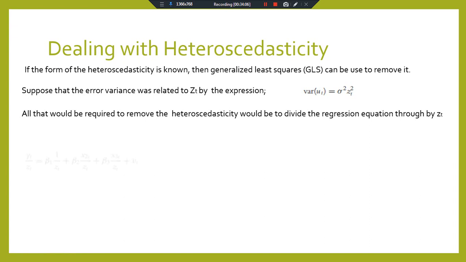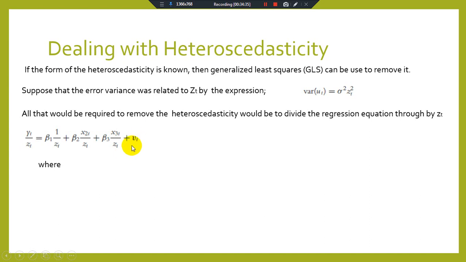Now we have a regression equation and we have to divide Zt by all of the variables here. Okay, let's see, we have Yt divided by Zt, and here we have a beta 1, but we are not dividing Zt by beta, and beta 2 we are dividing by Zt by X2, and like that X3.